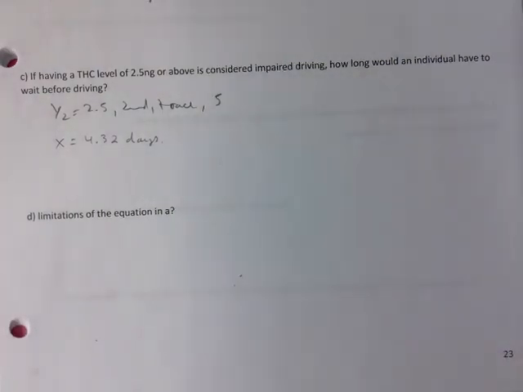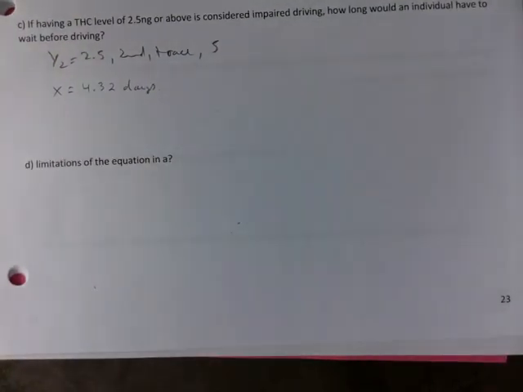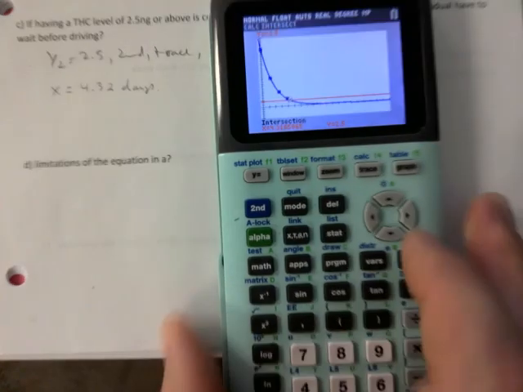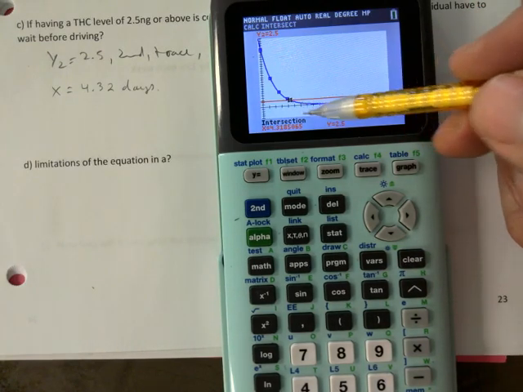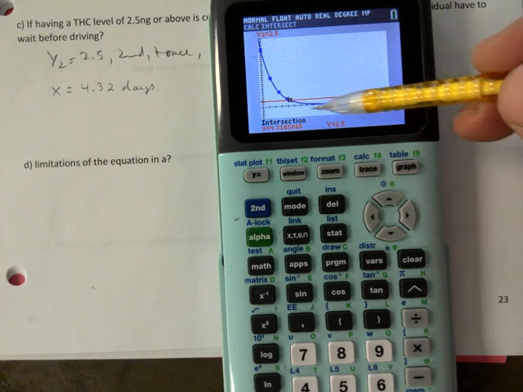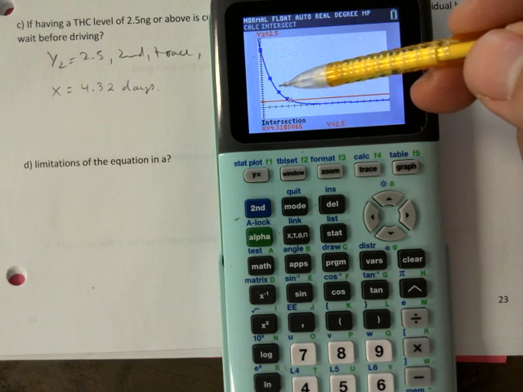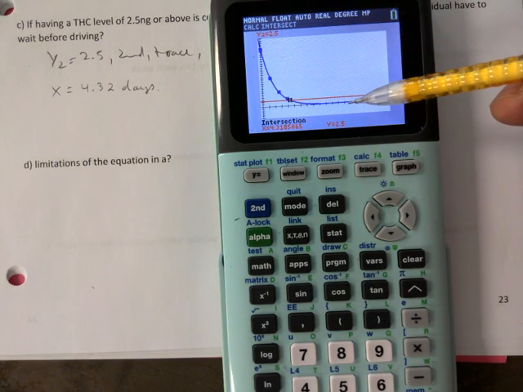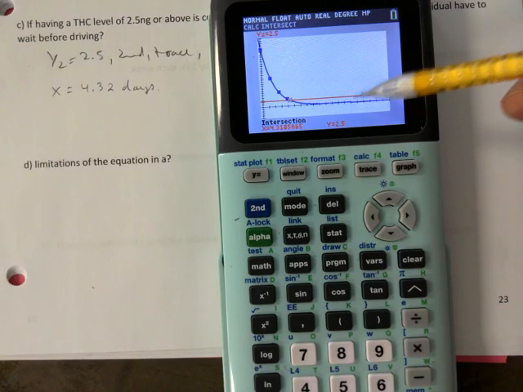Limitation of the equation in A. What would you say is a limitation to this function? Do you think that the amount of THC in your body will at some point be 0? Yeah, if you wait long enough. But this equation never touches. This is saying that you never really get to 0. That's where you have to understand that an exponential never touches the x-axis. So that's the problem with this particular function.